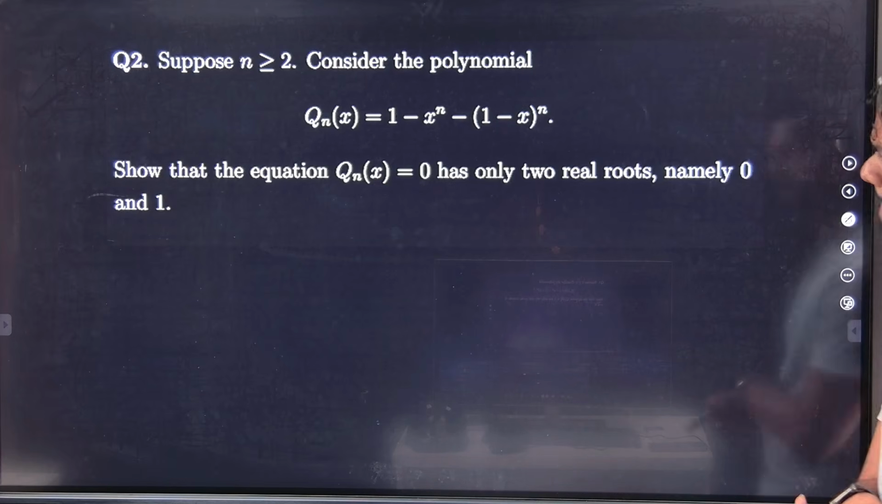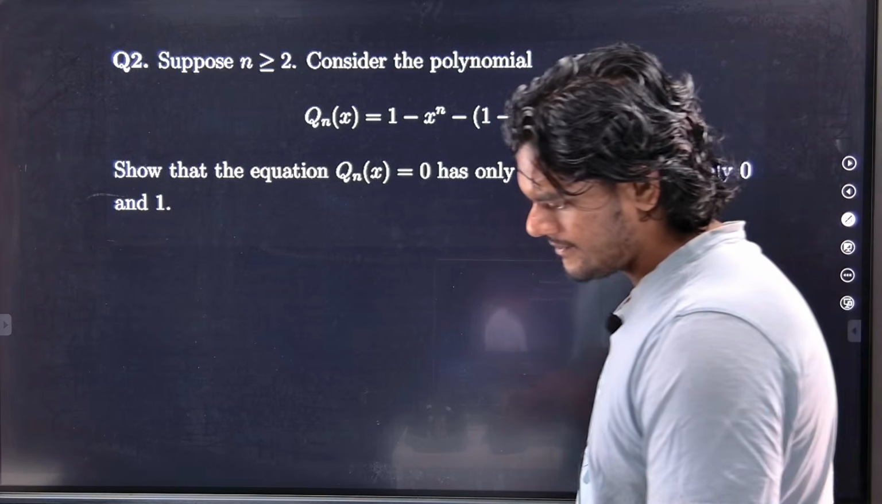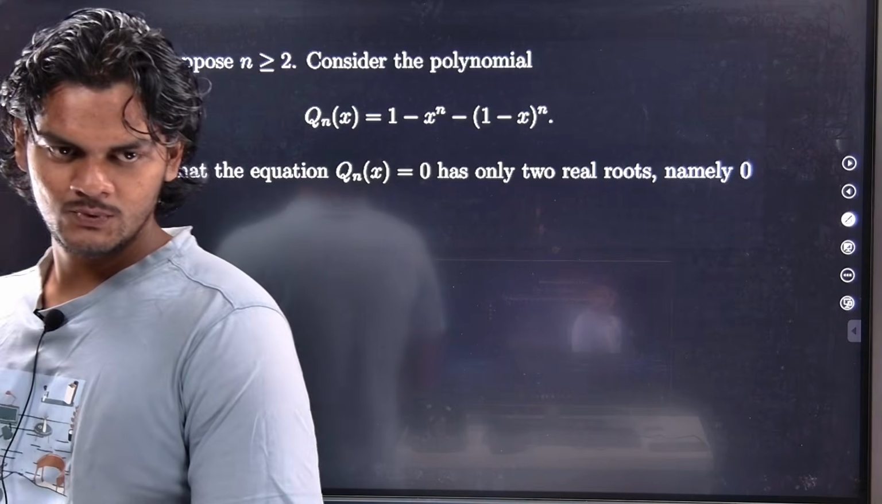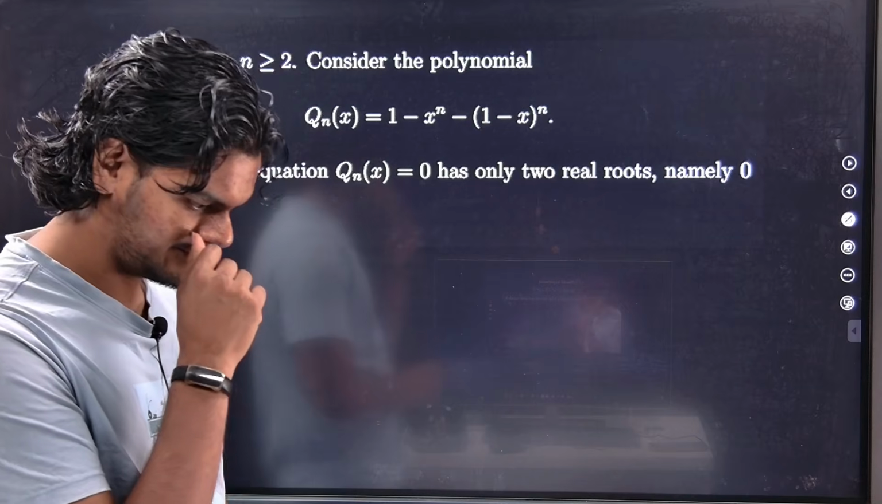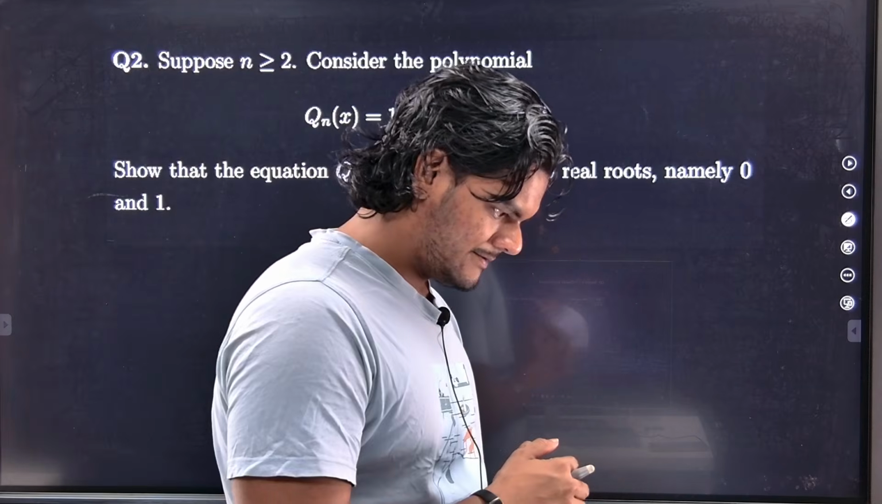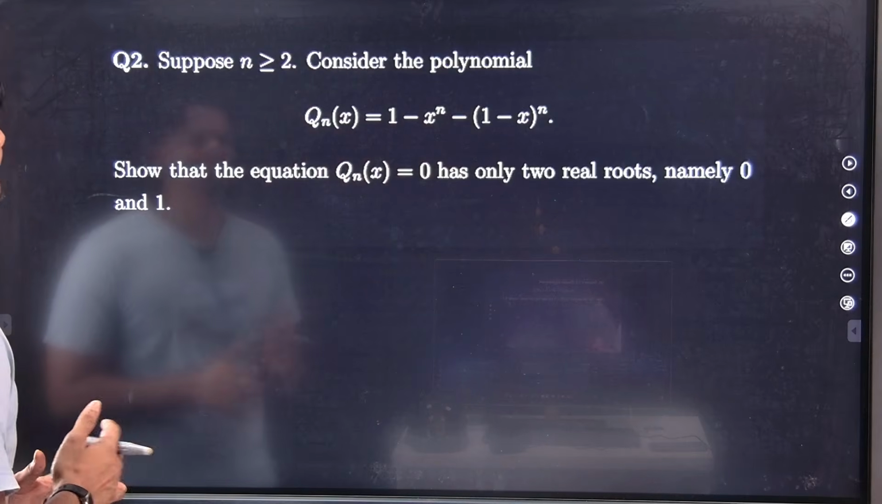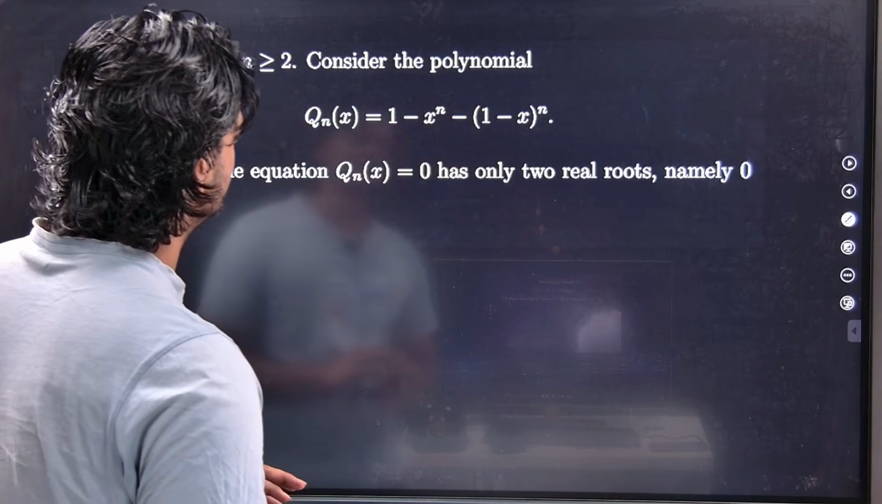Okay. So this function is supposed to have only two real roots. How do we prove that?